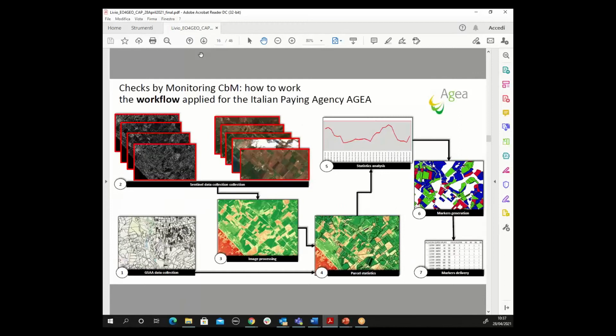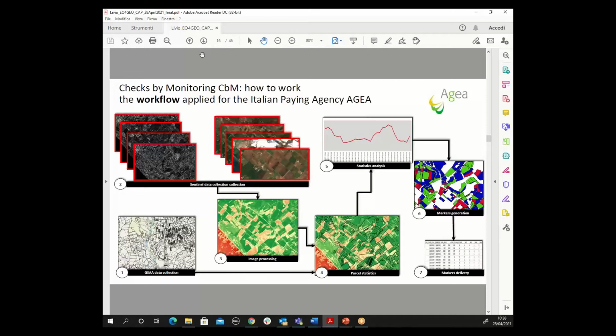Just an example of how this system works, which was invented by my colleague Fabio Volpe and his team. It is the system used in the Italian paying agency for the CAP monitoring. So we have the data collection, SAR and optical, the GSA, the graphic declaration provided online by the authority. Then there is the processing, the index extraction, the overlaying of the 100 satellite data on the declared parcel, then the different graphics to extract the markers, and finally the results ready for payment.